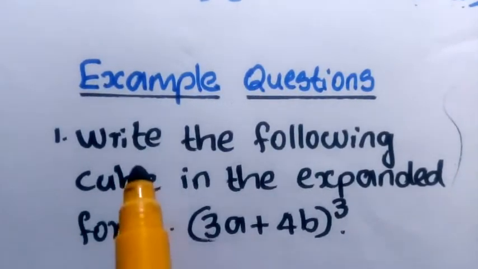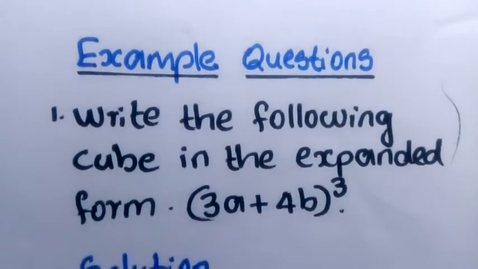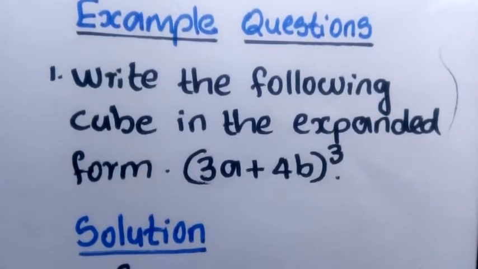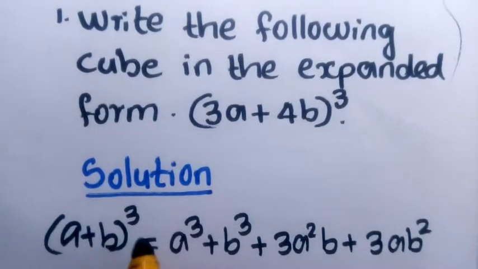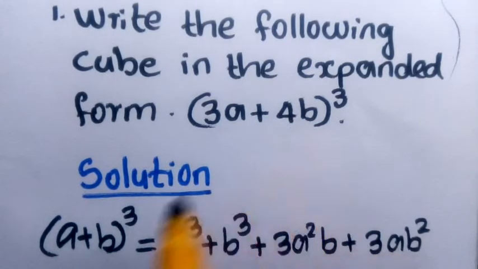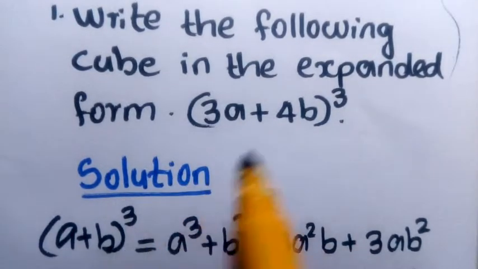Question 1. Write the following cube in the expanded form. The expression is (3A plus 4B) whole cube. Let us check the solution. Here we can use identity 6. (A plus B) whole cube is equal to A cube plus B cube plus 3A square B plus 3AB square. Comparing the given expression with (A plus B) whole cube, we find that A is equal to 3A and B is equal to 4B.